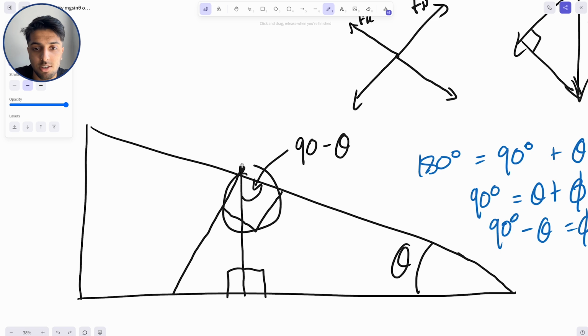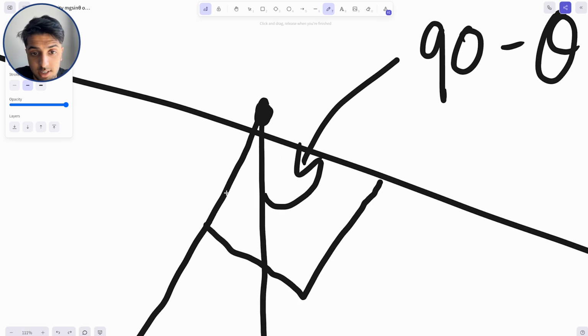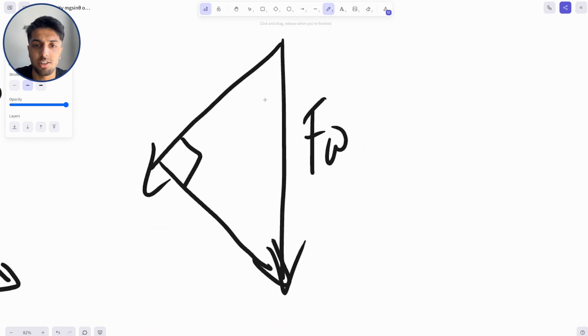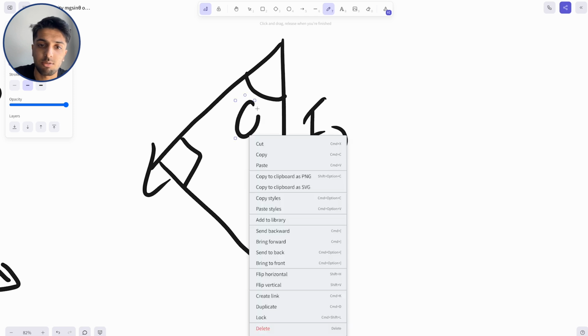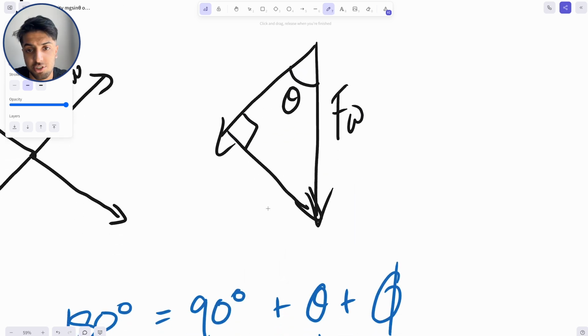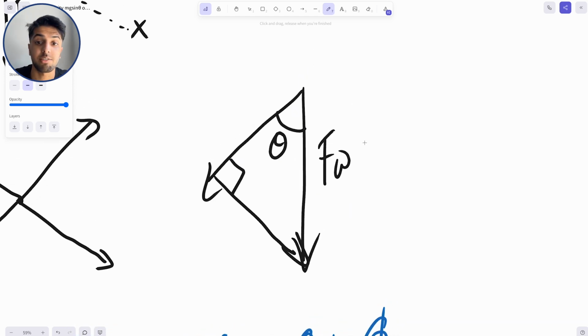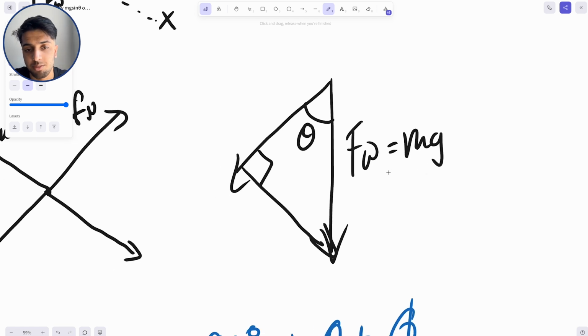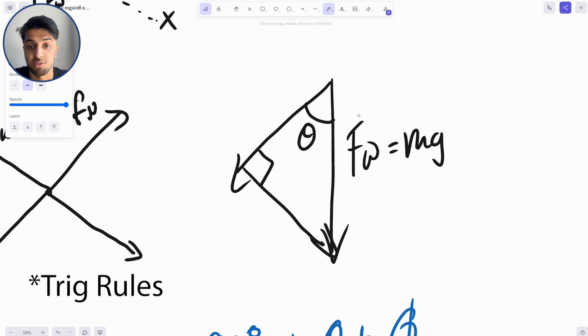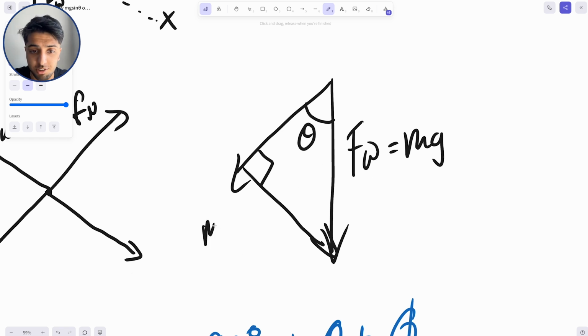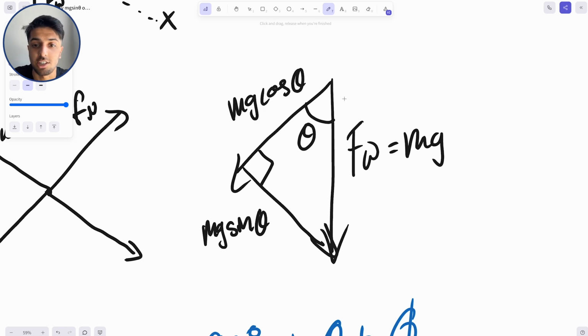So as we know that this whole thing is equal to 90 degrees, and if this angle here is 90 minus theta, that means that this angle here has to equal theta. So what this tells us is on this vector diagram here, this angle must be theta. So what that means, geometrically speaking, if this is Fw, which is just mg, if we use our sine rules, we know that this is the opposite side, and we have our hypotenuse, so therefore this must be mg sine theta this way. And therefore this must be mg cos theta, as this is the adjacent side, and we have the hypotenuse.